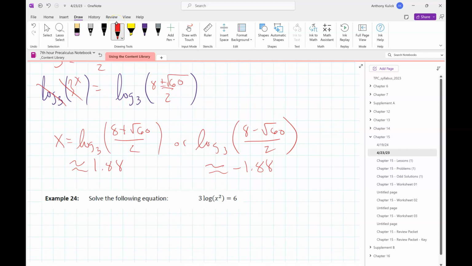Okay. Let's move on to logarithmic equations. Same idea. So first step, I have 3 log of x squared equals 6. First step, what do I need to do? Trying to get x by itself. What do I need to do first?